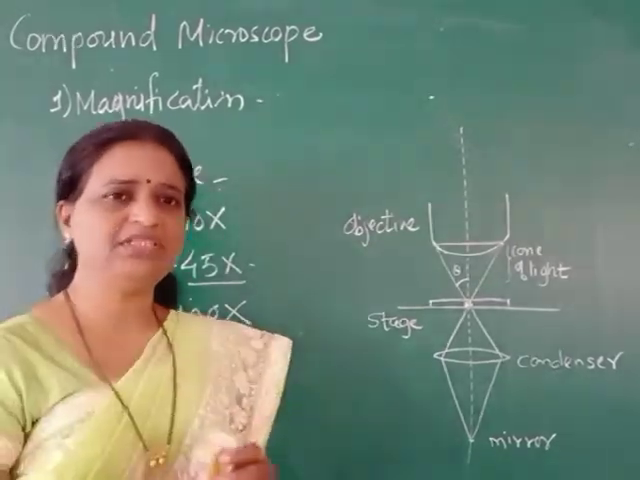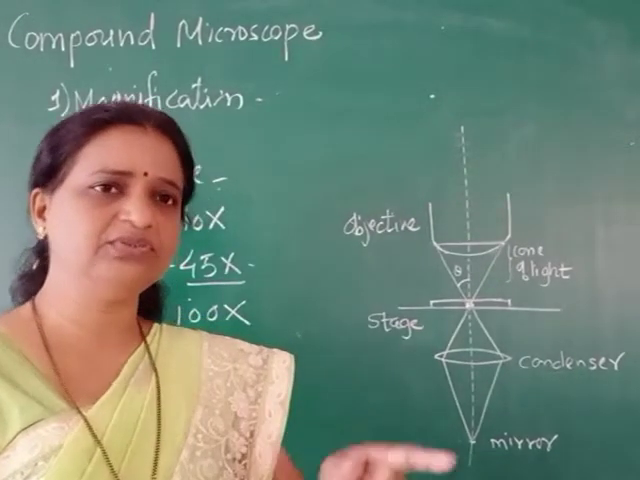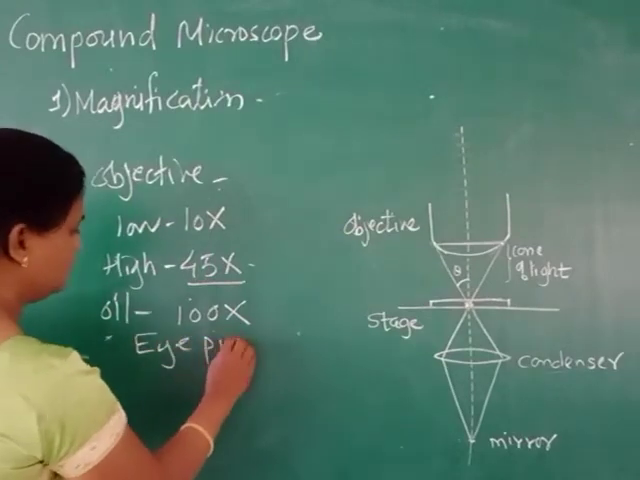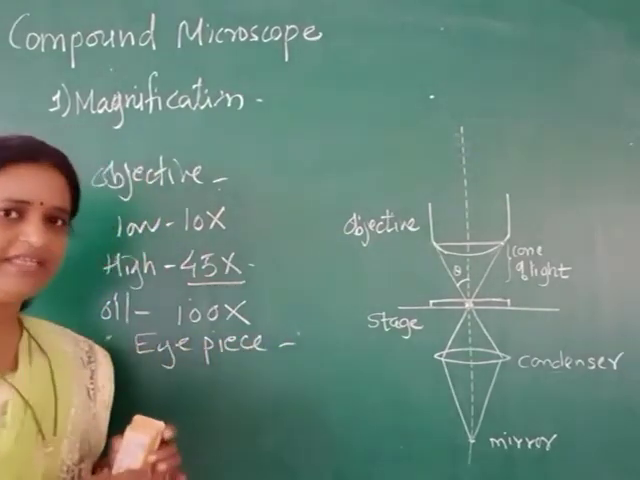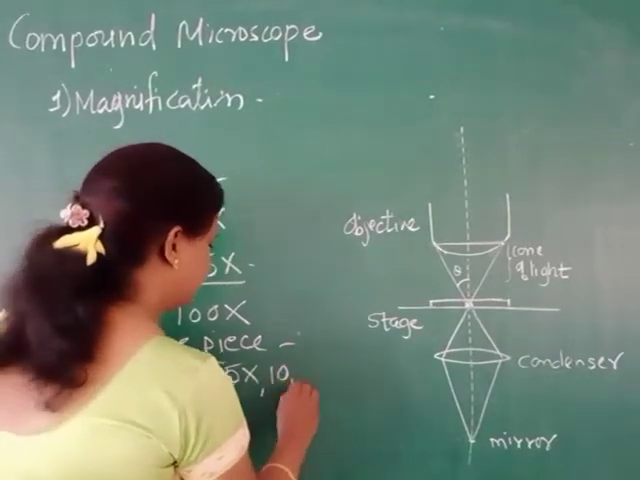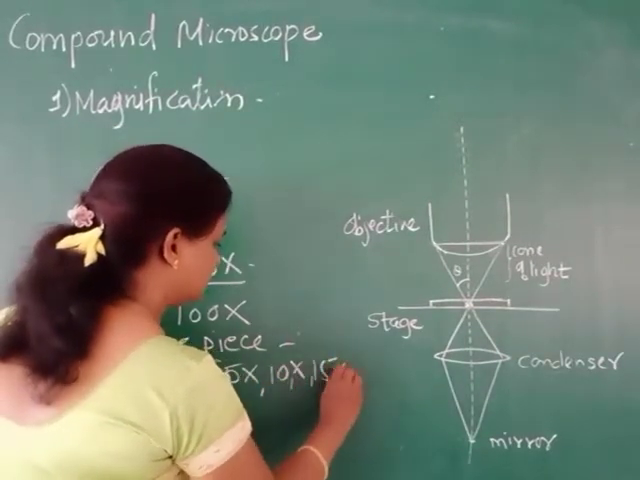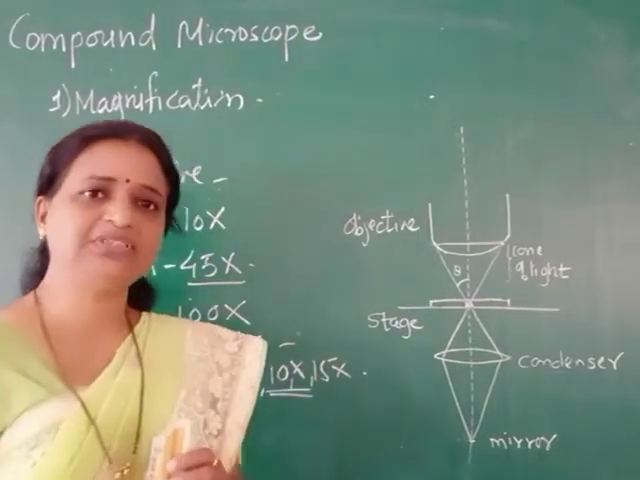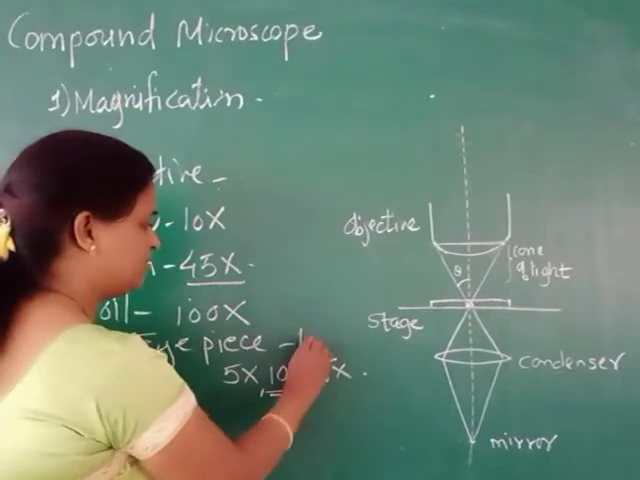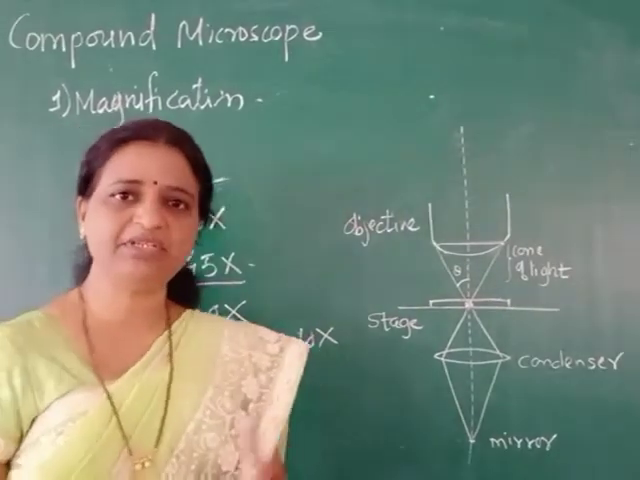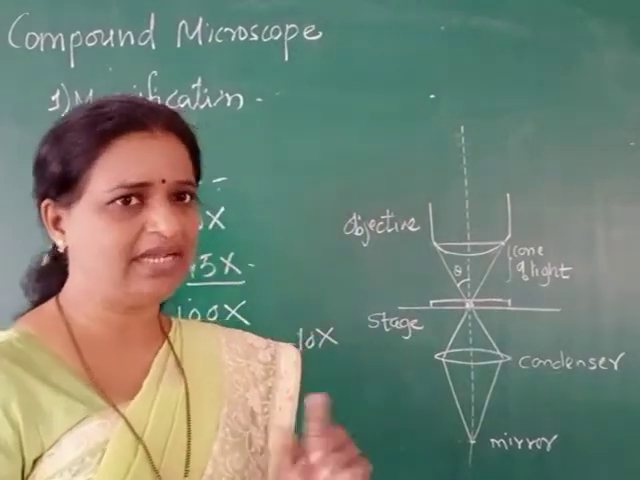So the objective is one of the lenses which gives the magnification, and another is the eyepiece. In the case of a microscope, normally eyepieces having magnification of 5x, 10x, 15x are used, and usually compound microscopes are equipped with 10x magnification. So these are the respective magnifications of the objective and eyepiece.